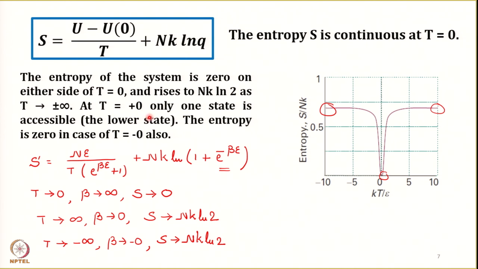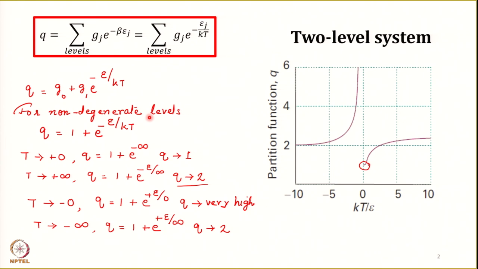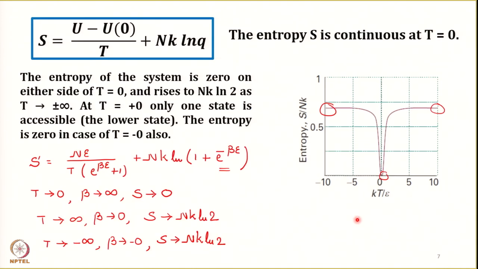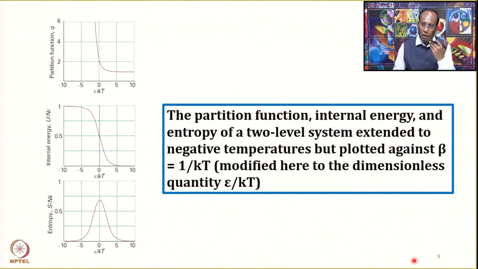At t plus 0, only one state is accessible, and that is the lower state. Now note down that the functions that we just plotted, for example, the partition function here was plotted against kT by epsilon. And in the next one, internal energy was plotted against kT by epsilon. And even entropy was plotted against kT by epsilon. And if instead of kT by epsilon, I choose to plot against epsilon upon kT, then the variation is going to be as shown in these figures. So the behavior of the plot obviously will depend upon how we represent it.